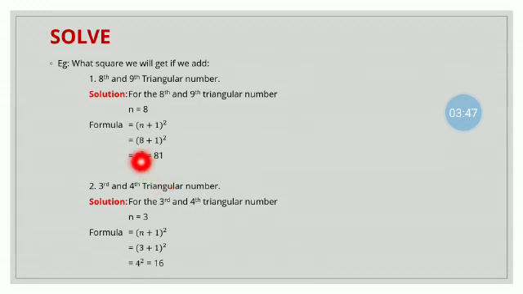The next example, third and fourth triangular number. For the third and fourth triangular number, n is 3. So the formula is n plus 1 square. So 3 plus 1 square, which is 4 square, which equals 16.